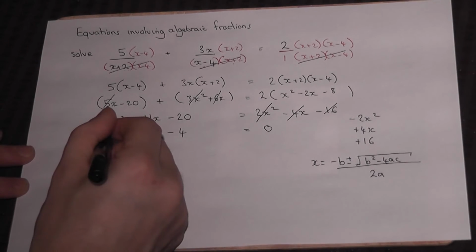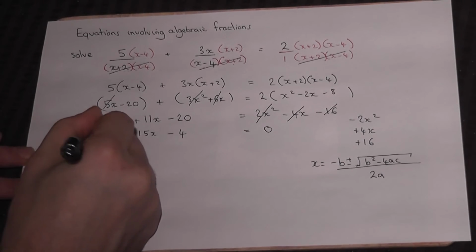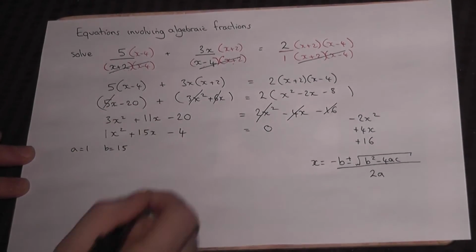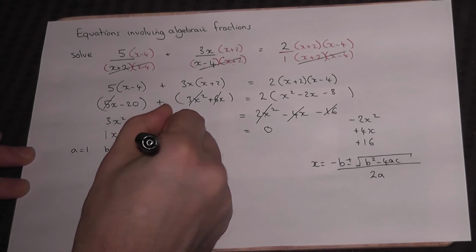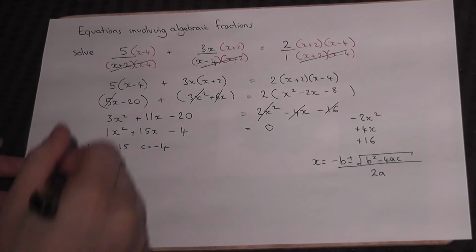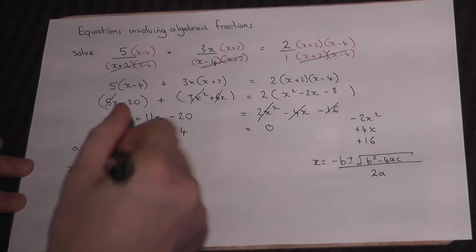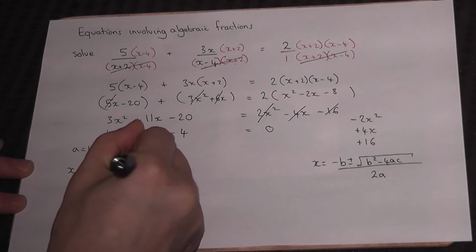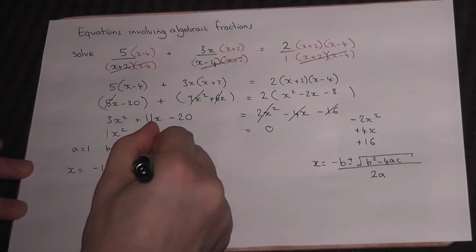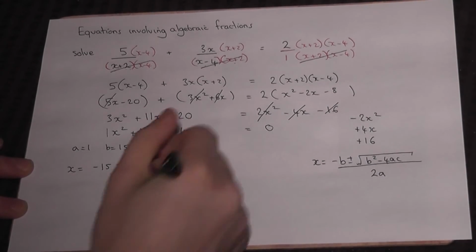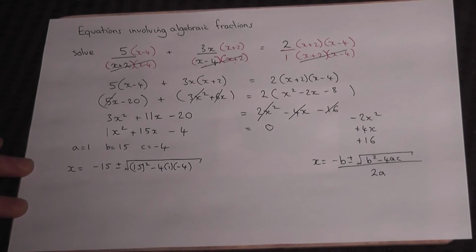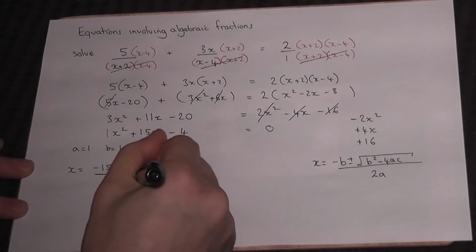So a is the number of x squareds, so a equals 1. b equals plus 15, and c equals minus 4. Right then, so x equals minus b, minus 15, plus or minus the square root of 15 squared minus 4 lots of a lots of c. C is negative, all over 2 lots of a.